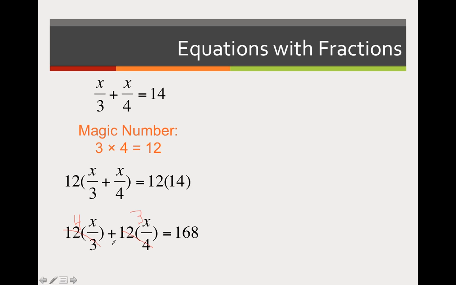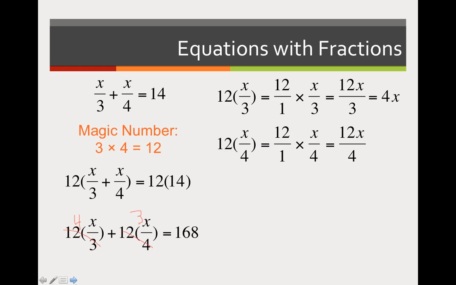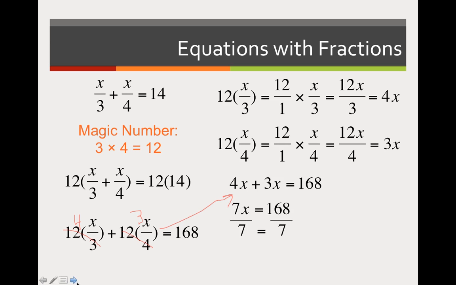So now we got 4x plus 3x. These other steps, if we cross cancel, we can skip. And we come out right here. Then we add the 4x and the 3x together and we come up with 7x. Divide both sides by 7.